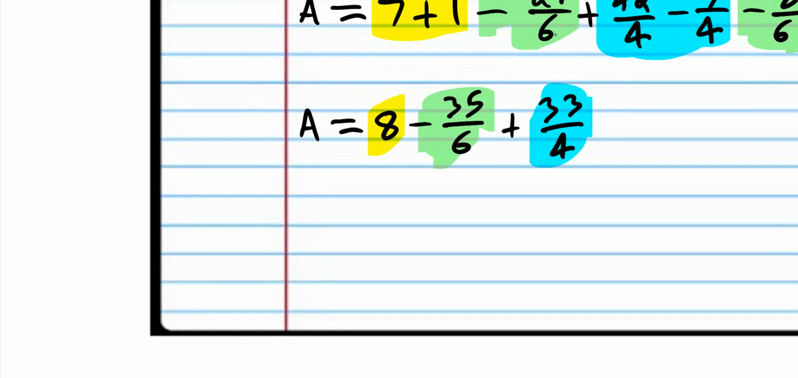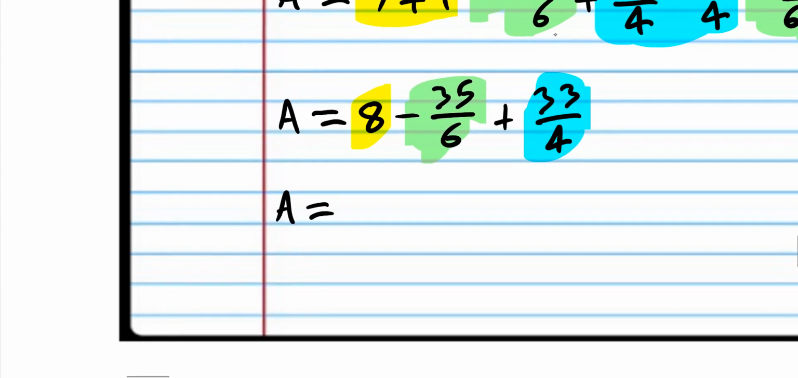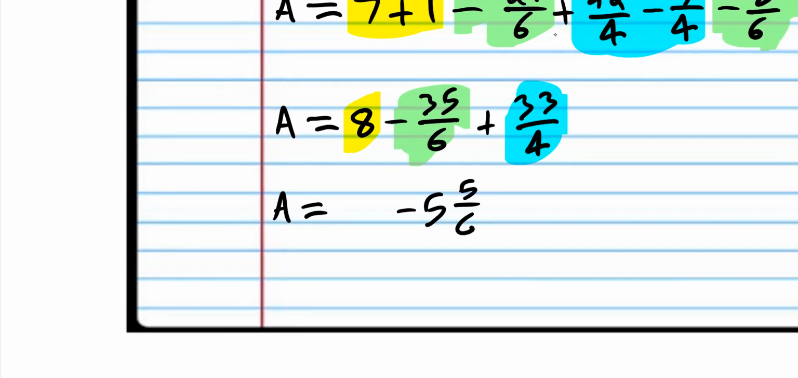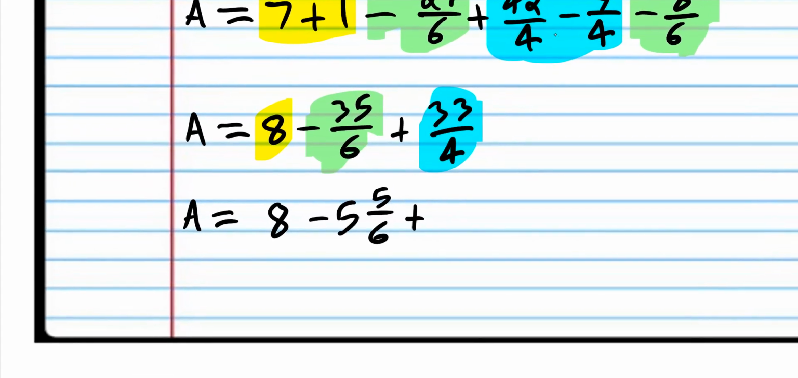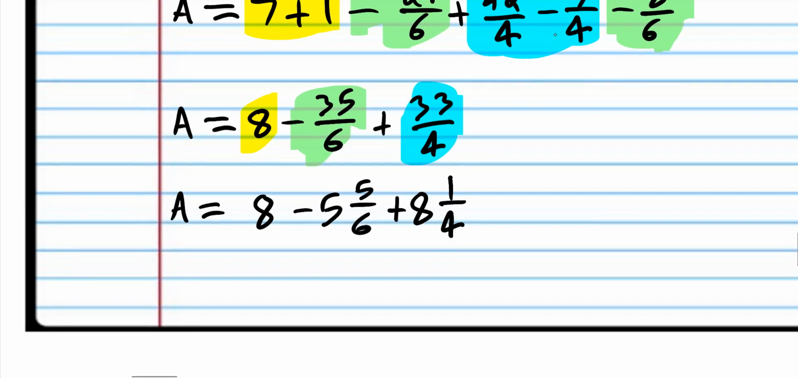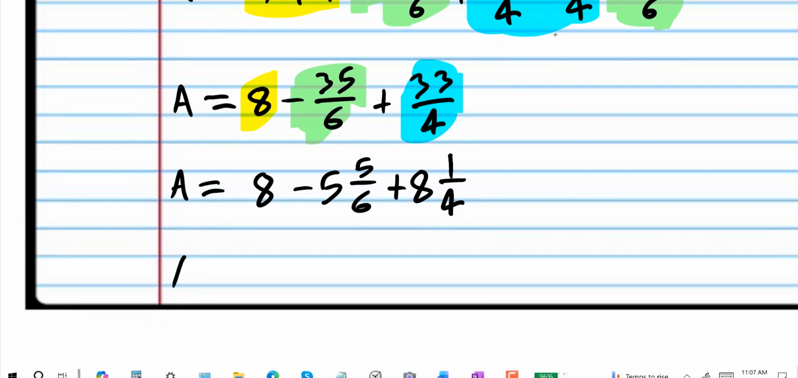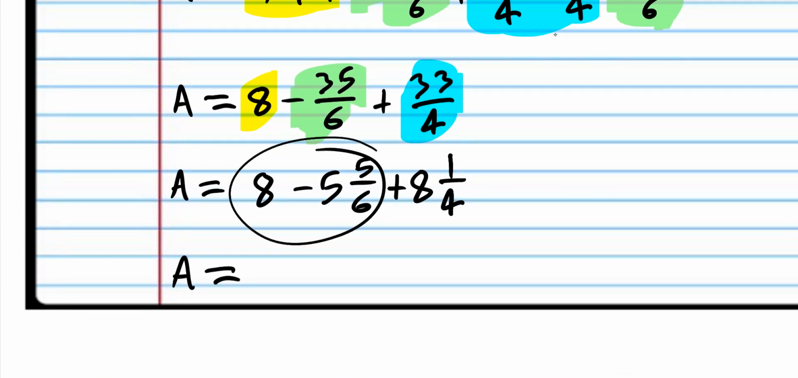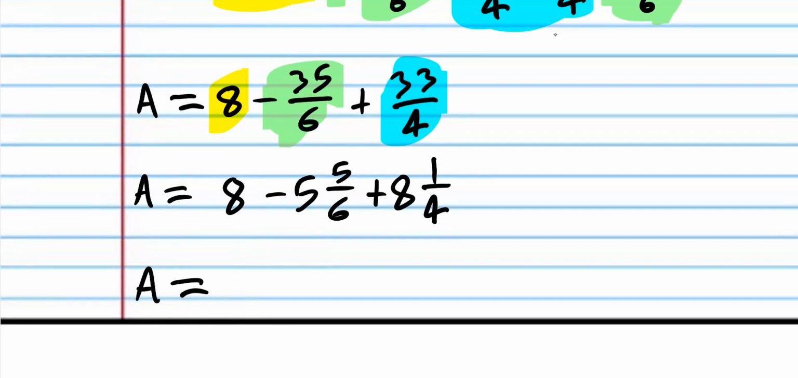Okay, so how many times is 6 going to 35? 5 times, and we have 5 left over. So just making the math a little easier with these mixed numbers. 4 goes into 33 8 times, with 1 left over. And so 8 minus 5 and 5/6 is 2 and 1/6.